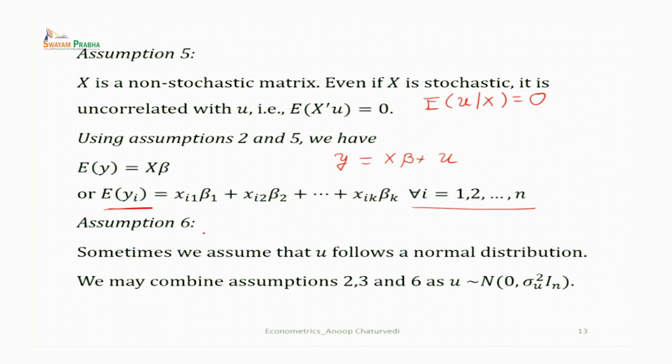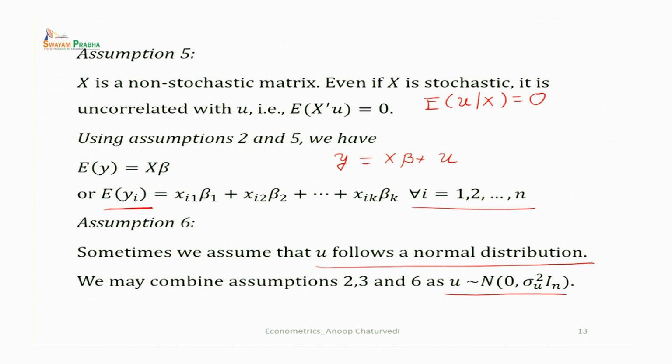Next, assumption 6 is that sometimes we assume that u follows a normal distribution. For obtaining the least square estimators, you do not require this assumption of normality. But sometimes when we apply the maximum likelihood procedure for estimating the parameters, or when we want to test certain hypotheses, then we require the assumption of normality. And then we may combine these assumptions 2, 3 and 6 as u follows a normal distribution, and since expectation of u is 0, it has mean vector 0. Variance covariance matrix of u is equal to sigma square u I n.